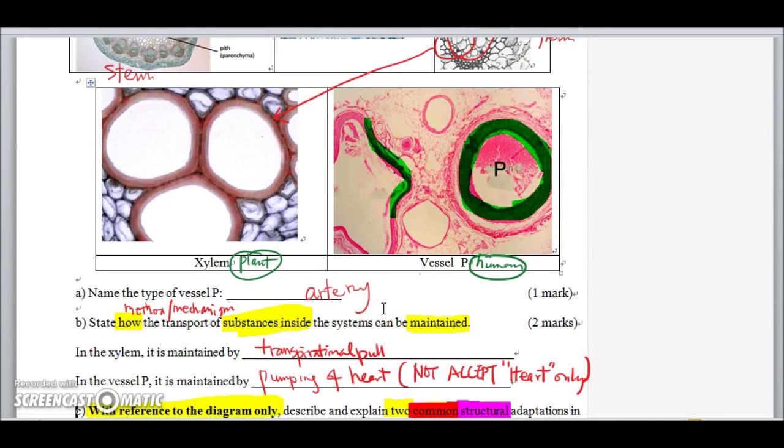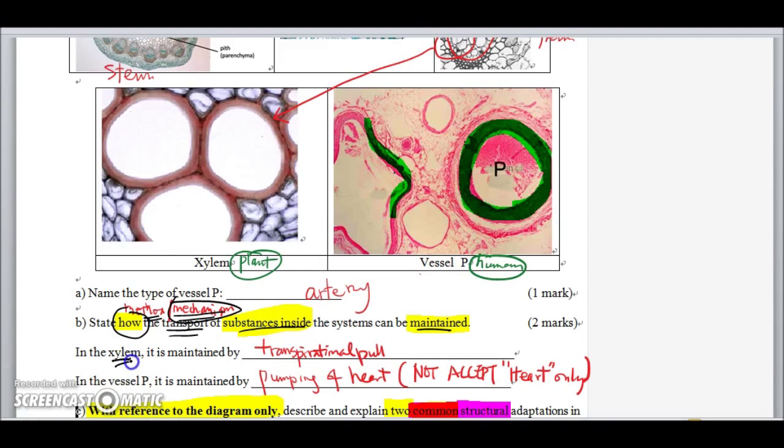When we look at question B, you see "how". How means asking for method and mechanism. The substances inside can be maintained. That is how substances inside are transported. It is asking for a method, not a structure. Therefore, you have to answer a method of movement inside.